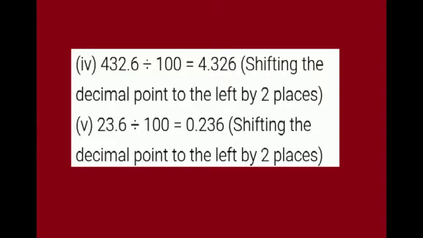Next, fifth subdivision, 23.6 divided by 100. In 23.6, we have to shift the decimal point 2 places to the left and we got the answer 0.236. In this, the sixth subdivision is homework.